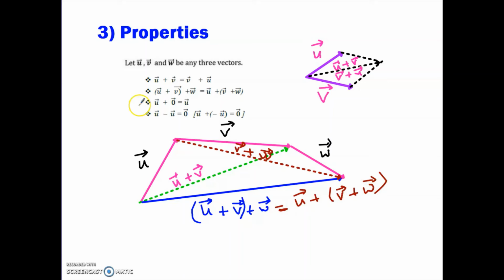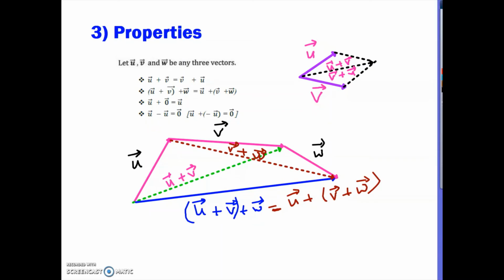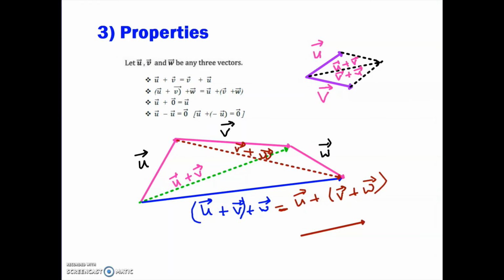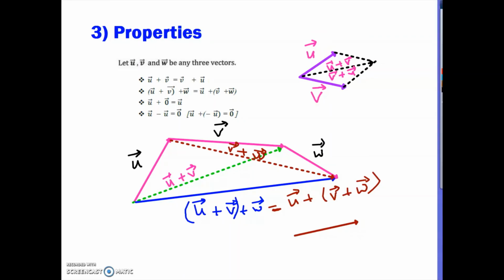The third property, which is this one, u plus the zero vector is simply u. And the last one, u minus u is equal to the zero vector. By writing u minus u, we mean u plus minus u. This is also obvious because suppose that we have any vector u. If we want to take the vector minus u and add it to it, minus u would be the same but in the opposite sense. So minus u would be something like this.